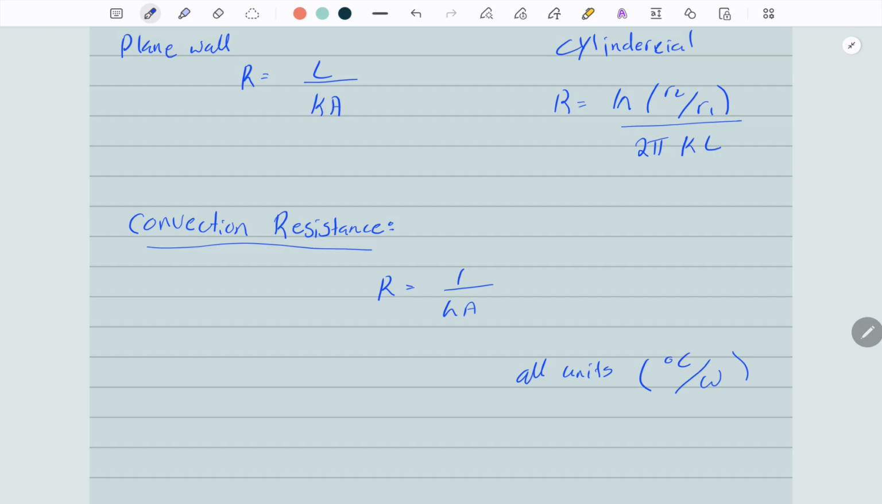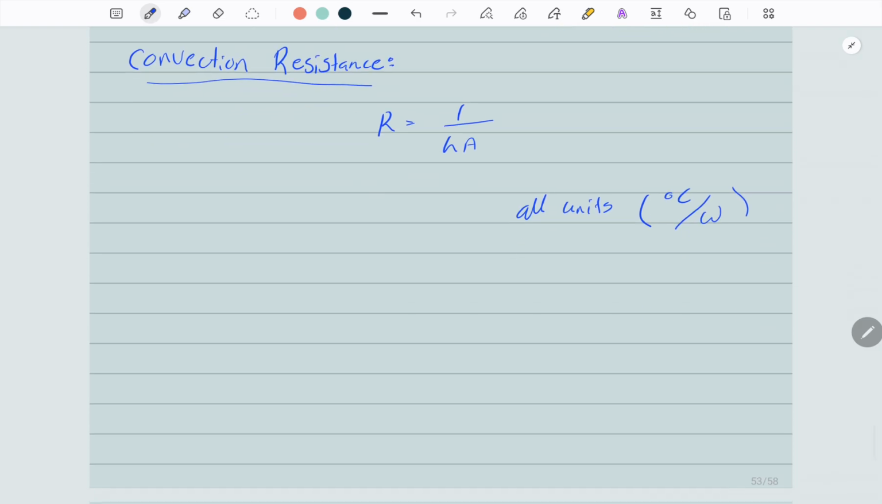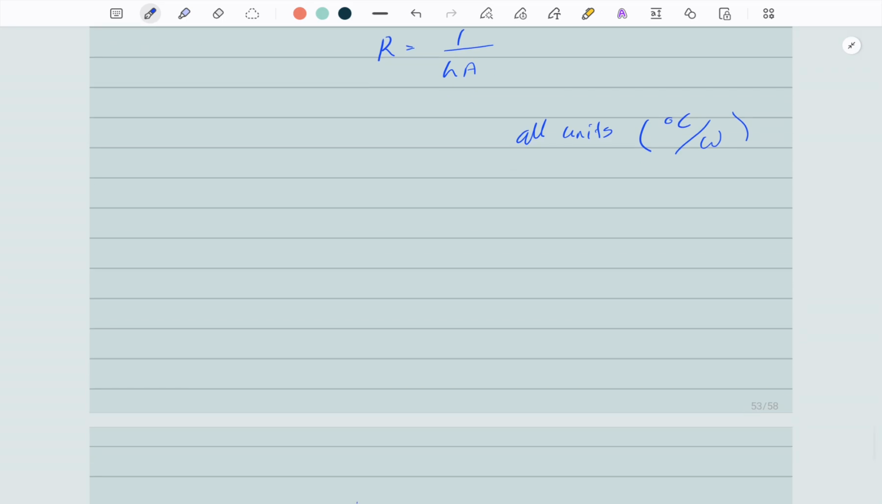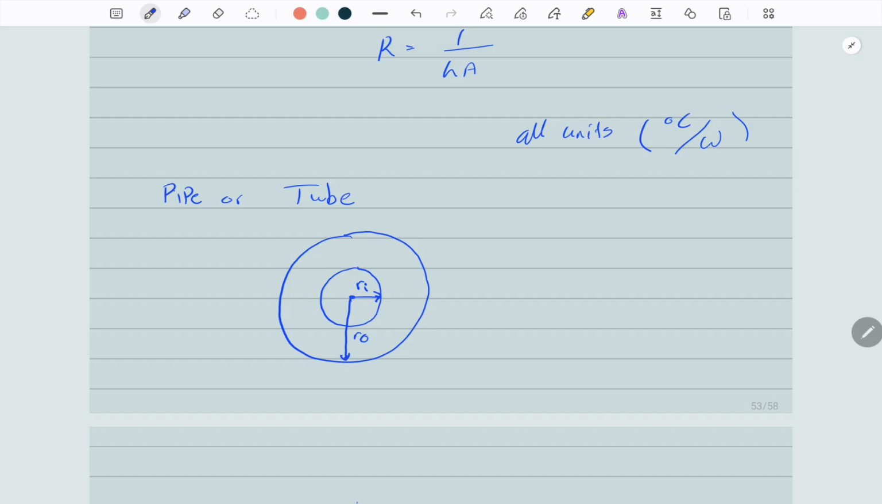Okay, now let's go ahead and start with the overall heat transfer coefficient for a pipe or a tube. So if we look at this diagram here as a tube or a pipe, this here is the inner radius, Ri, and that's the outer radius.